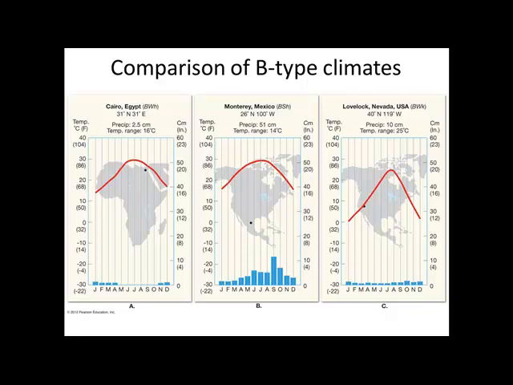Also, if you note, these lines of temperature look like frowns. When the lines of temperature look like frowns, that means the lowest temperature is in January and December, highest in June and July, and therefore it's pretty likely that these areas are going to be located in the northern hemisphere.